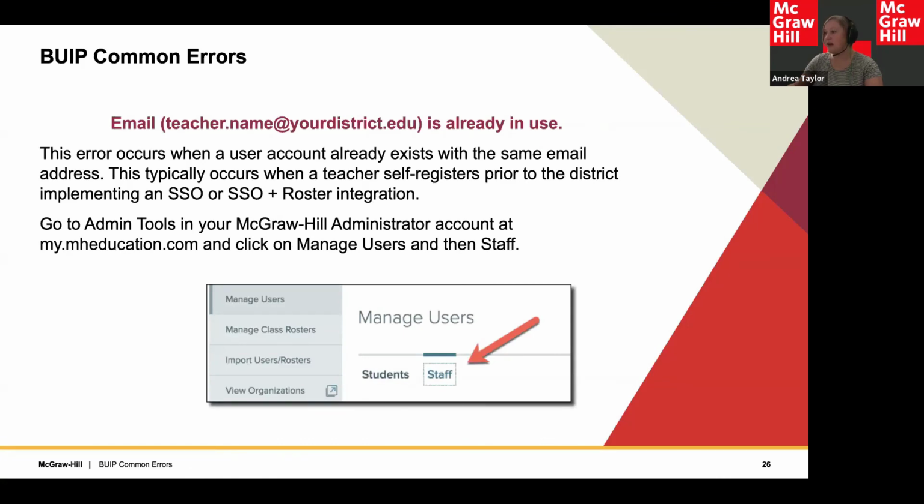Email is already in use. This error occurs when a user account already exists with the same email address. This typically occurs when a teacher self-registers prior to the district implementing an SSO or an SSO and roster integration. And this can be fixed on your own by going into admin tools in your McGraw-Hill administrator account. So let's take a look at that.